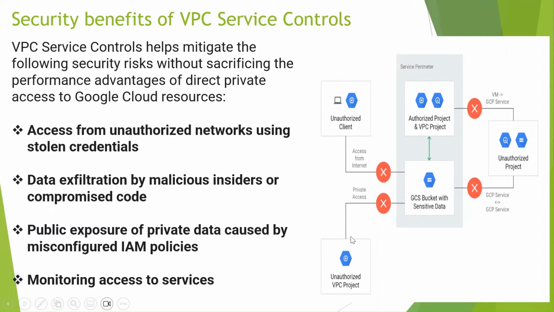So that is not allowed. And even an unauthorized VPC project cannot access. Even GCP to GCP service between my projects will not work, and VM to GCP service will not work. So if we want anything to work, we have to create ingress and egress rules. We will cover that in the next part. Just make sure that if you are adding something in the perimeter, your access can break. So make sure what you are doing.